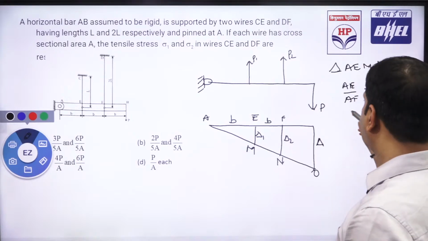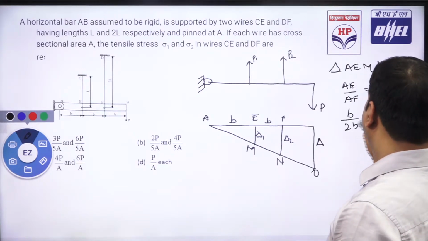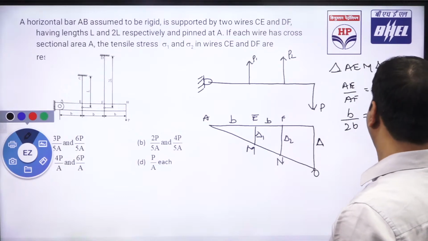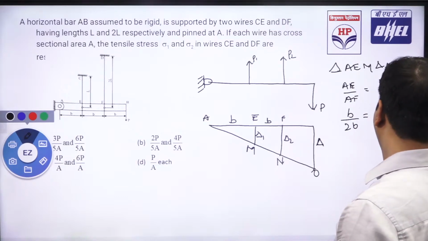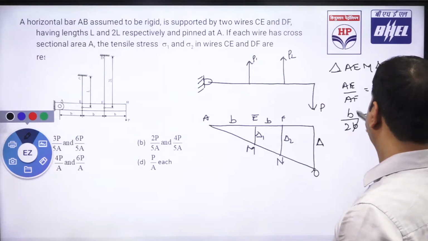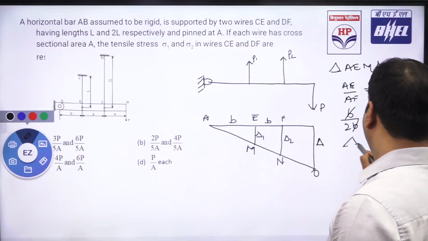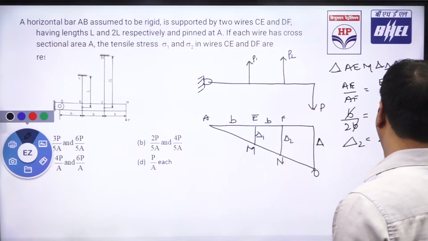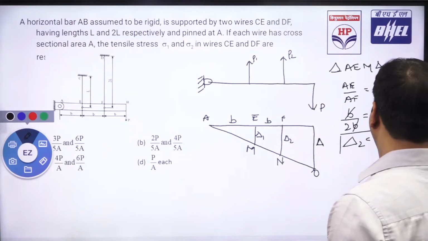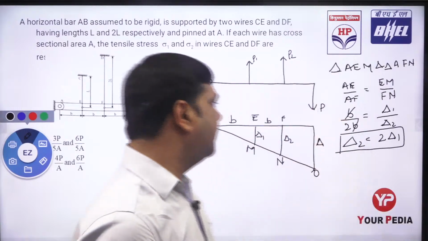So AE having the dimension B and AF having a dimension 2B. And EM is representing delta 1 and FN is representing delta 2. So this B is cancelled. From here we can see delta 2 equals 2 times delta 1. The relation we are getting here is delta 2 equals 2 times delta 1.